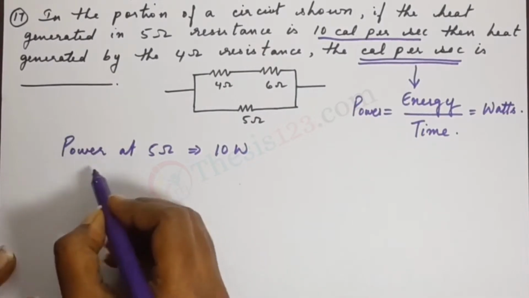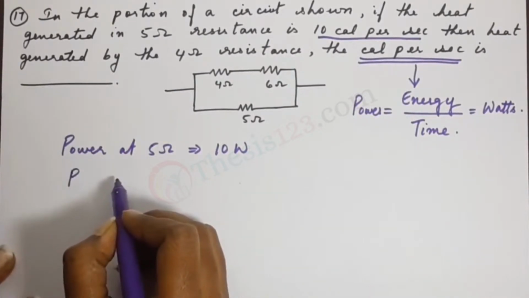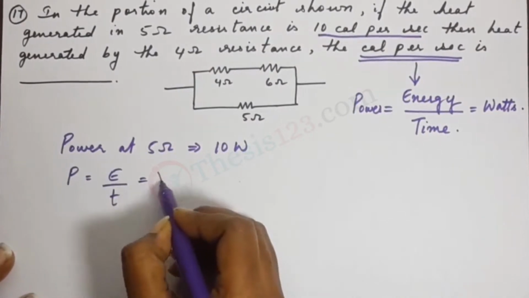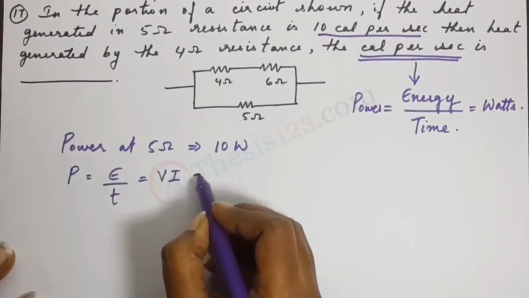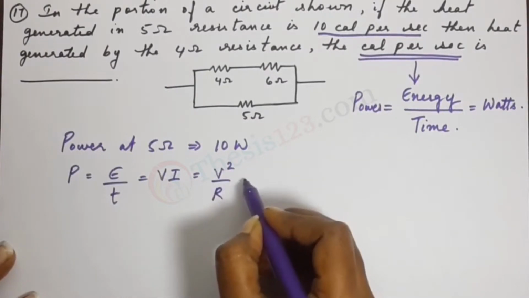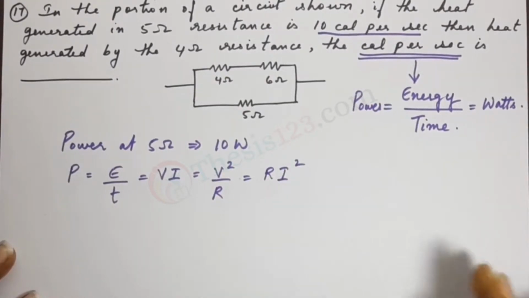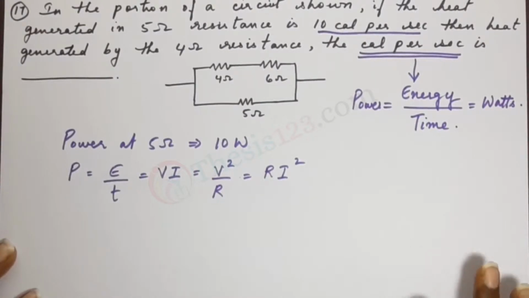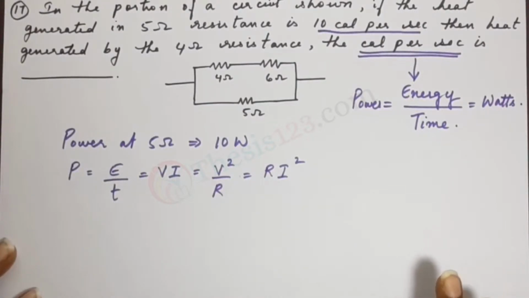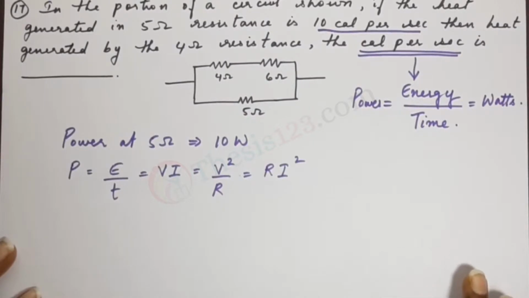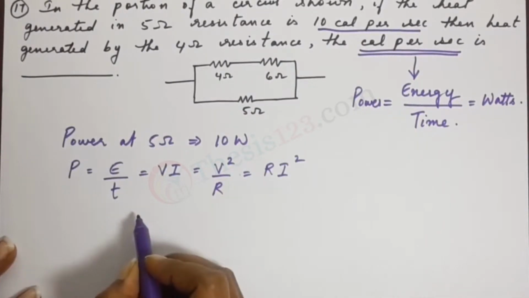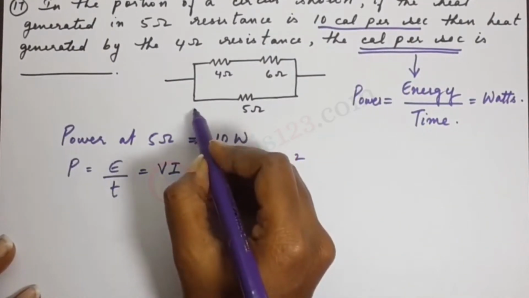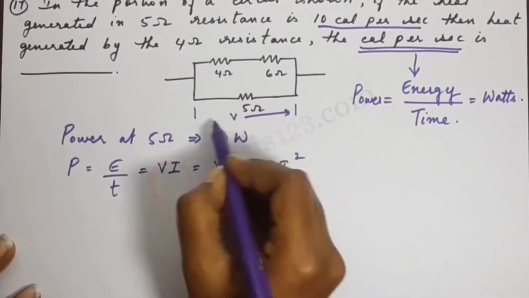Okay, so now let me write down the different formulas for power as we know. We know that power is energy divided by time. We also know that it is voltage times current, V square by R, and also R I square. So these are the different relations. Now it helps for you to remember all of this so that you can use the best formula for the question given. Okay, so let's check and see. We have 10 watts here and we have the resistance. So let's find out what is the voltage across this resistance here.